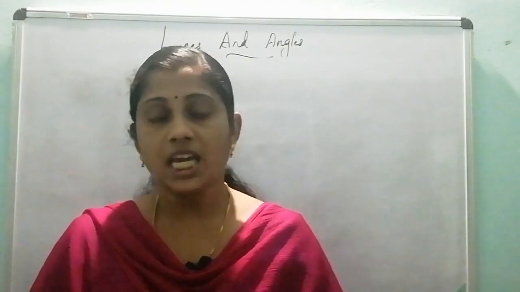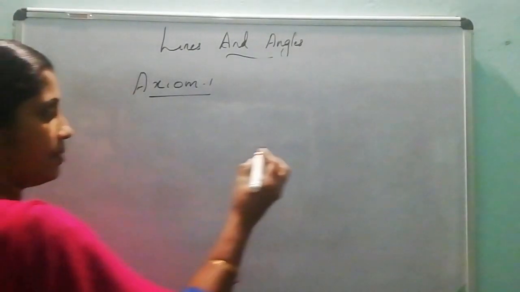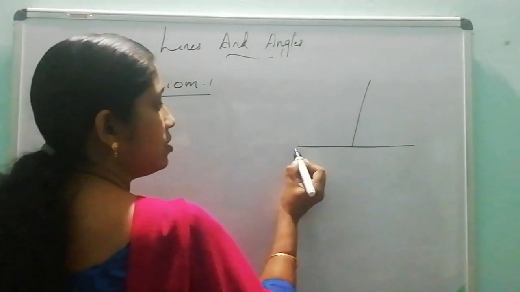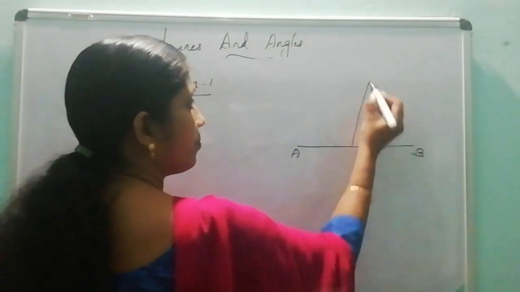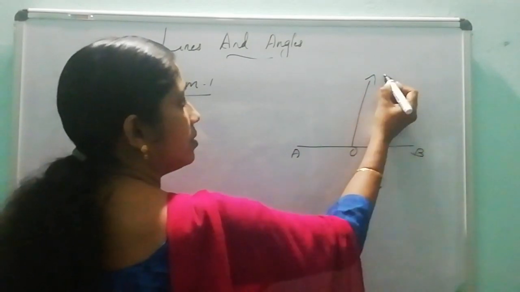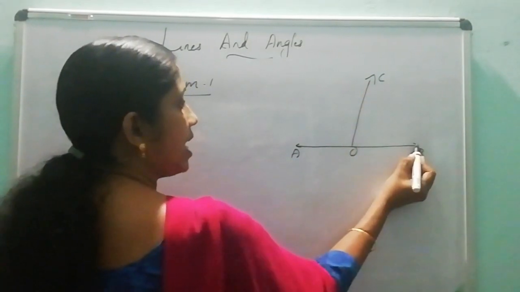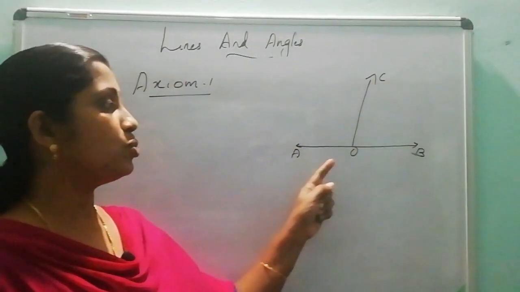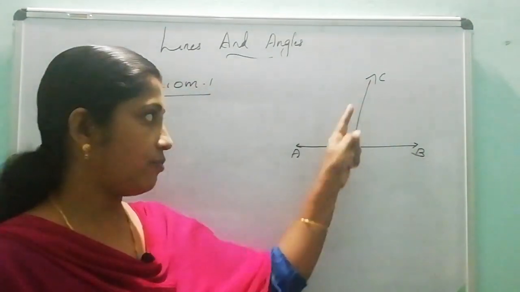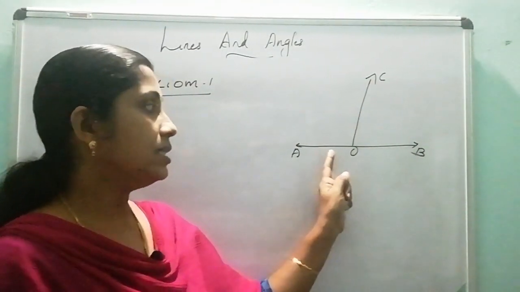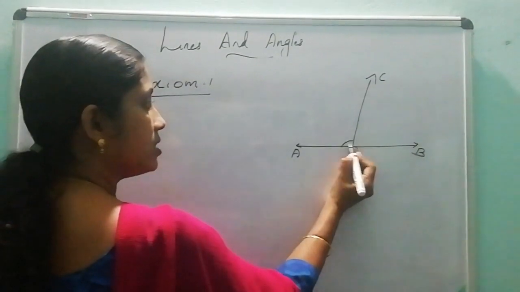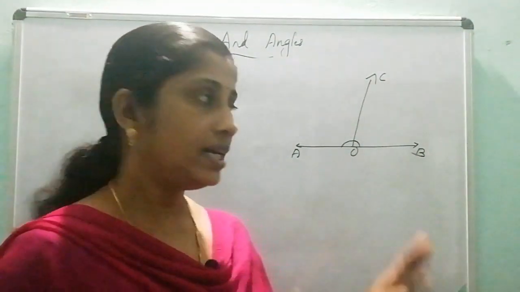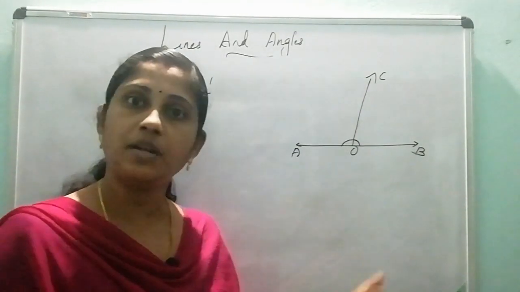The first axiom is: if a ray stands on a line, then what can we say? Then the sum of the two adjacent angles, these are the two adjacent angles, will be 180 degrees. It is a line, so it will be 180 degrees.